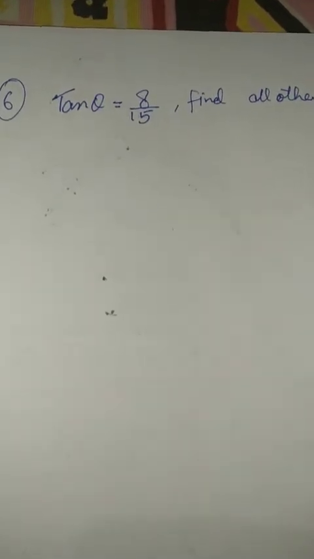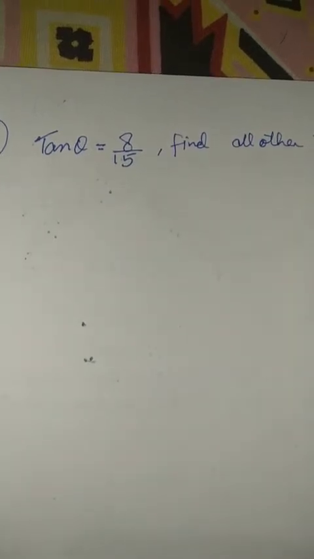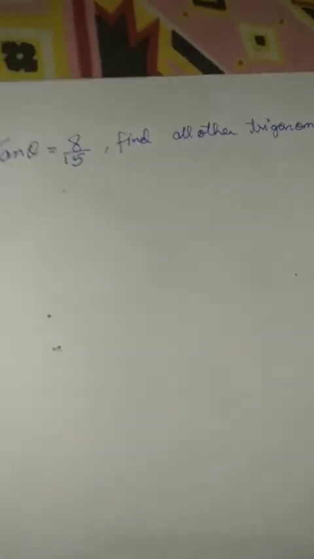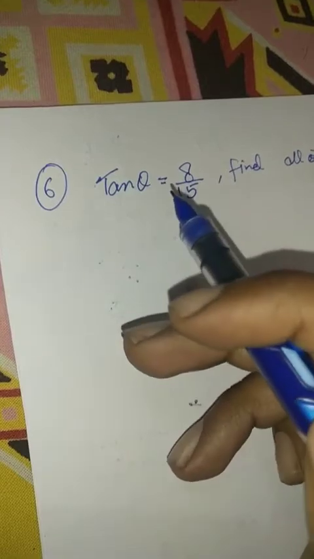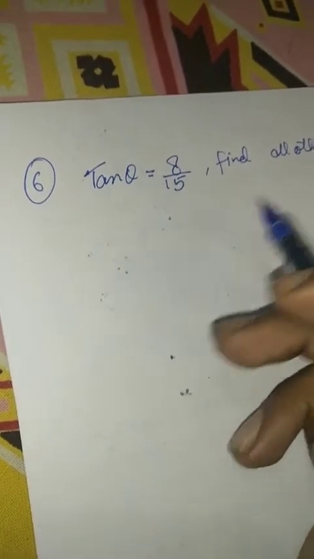Now the next question that we have is question number 6. Let's take up this question. Tan theta is given to us as 8 upon 15, and the question says to find the values of all other trigonometric ratios. That means we have to calculate sine theta, cos theta, cosec theta, sec theta, cot theta, all the ratios.